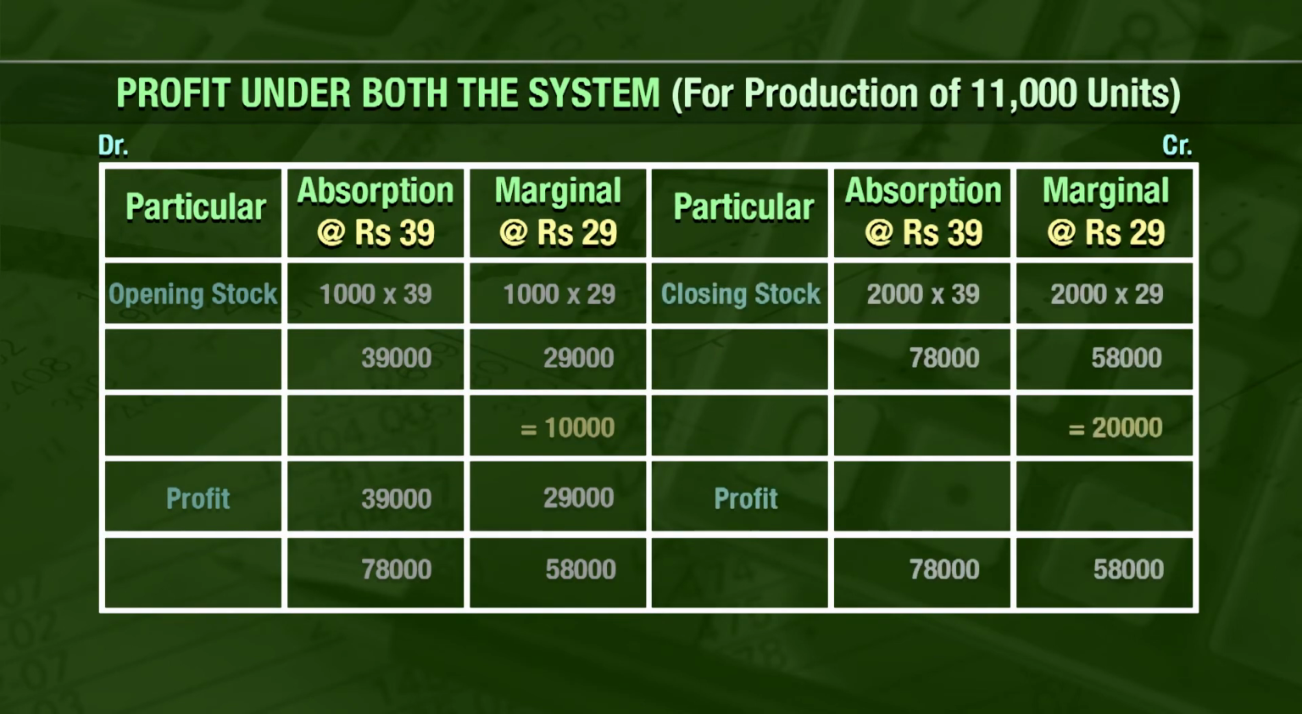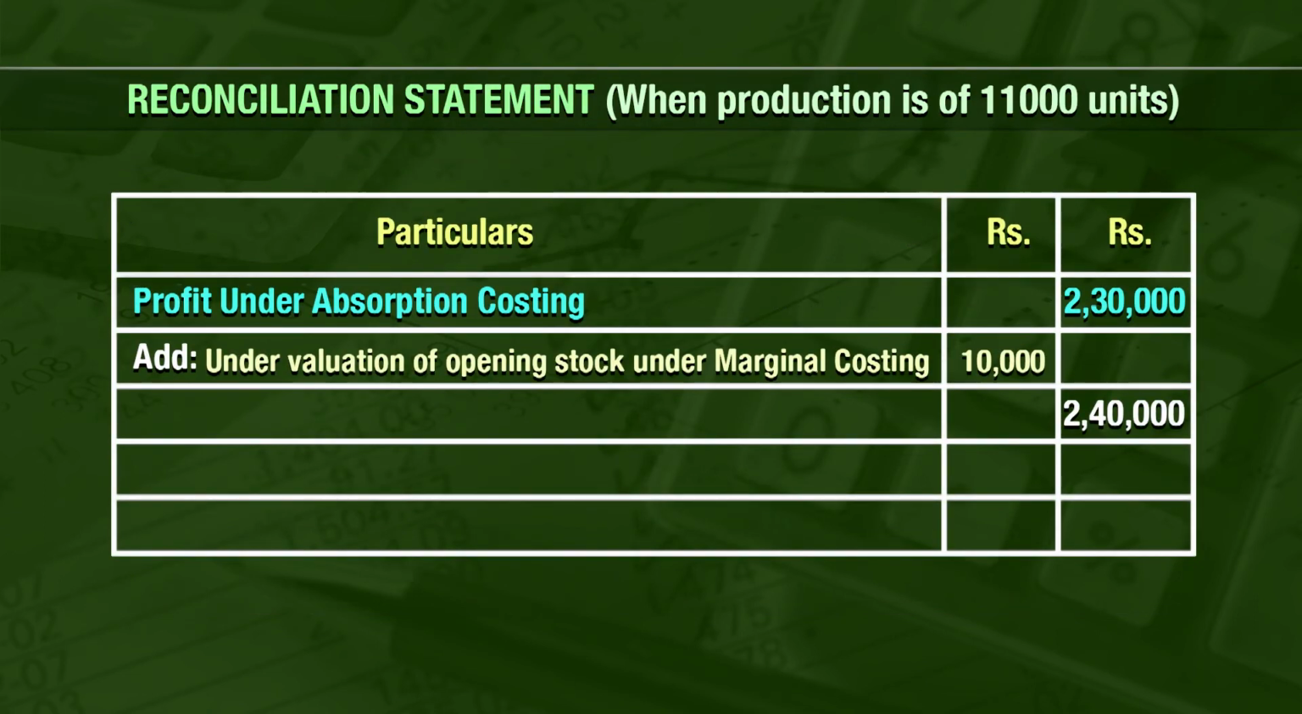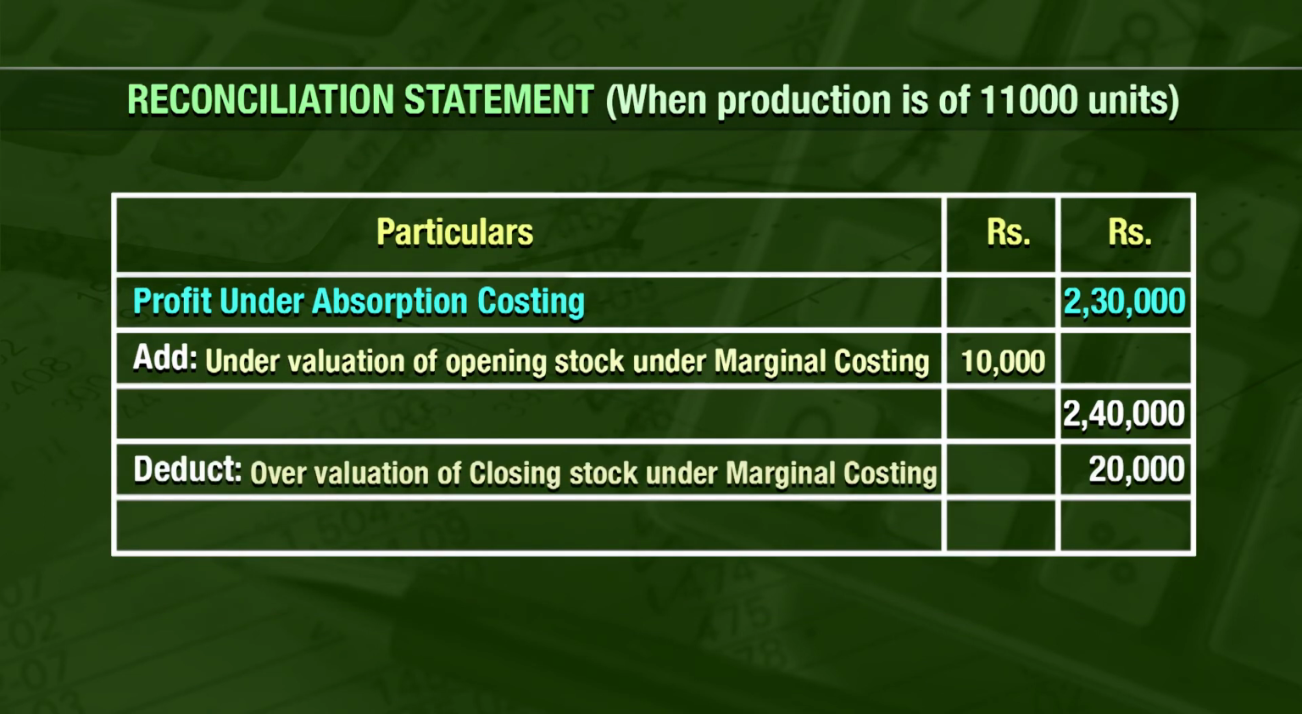Now we will see the value of closing stock. Under absorption costing, value of closing stock is 78,000, while marginal costing has considered 58,000. So, there is a reduction in profit of 20,000 rupees in case of marginal costing, and now we will also deduct our profit by 20,000 rupees. So, here is overvaluation of closing stock under absorption costing system. So, 20,000 rupees will be deducted from rupees 2,40,000, and finally we will get the profit under marginal costing system, rupees 2,20,000.